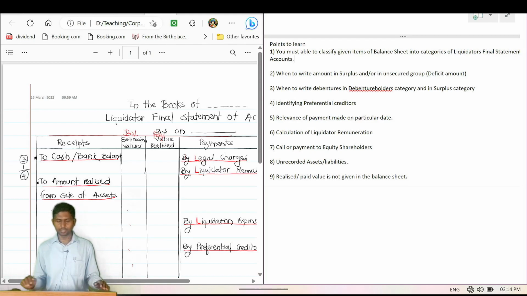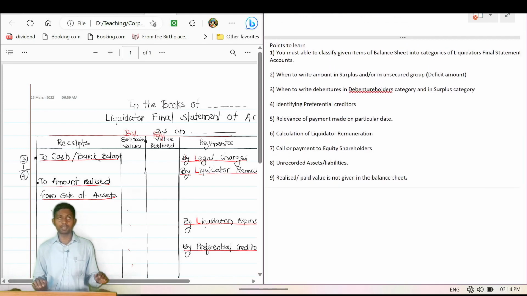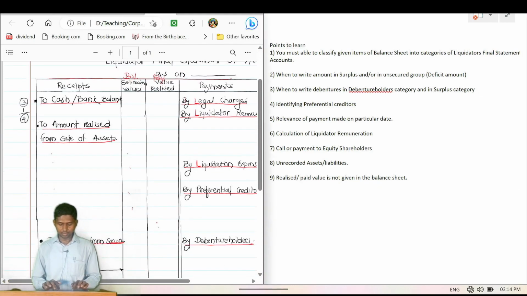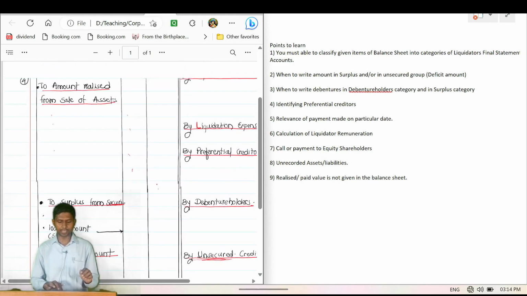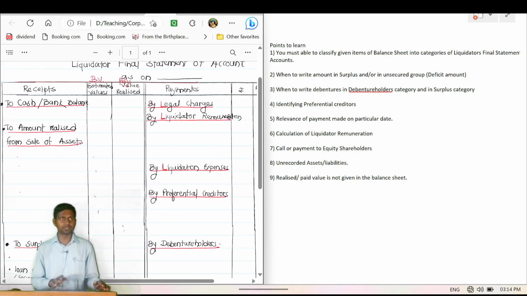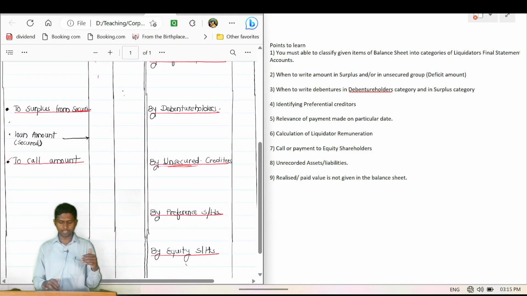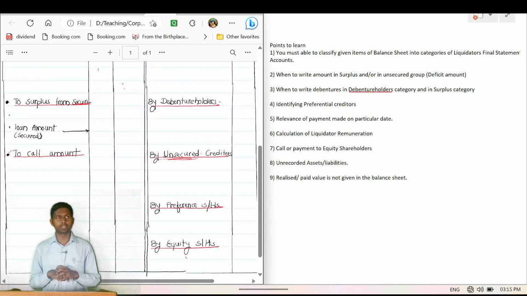First, in the liquidator final statement, you must be able to classify the items into categories. You will find so many categories like cash and bank balance, amount realized, then surplus category and call category on the debit, that is the receipt side. Then on the payment side, you will find legal charges, liquidator, triple L, then preferential, debentures, unsecured, external ones, and then internal, preference shareholder and equity shareholder, correct.